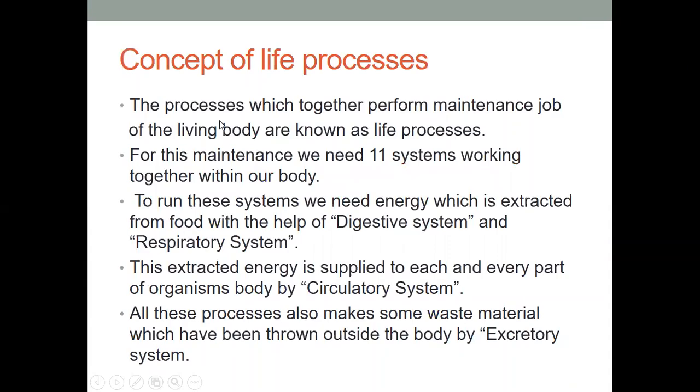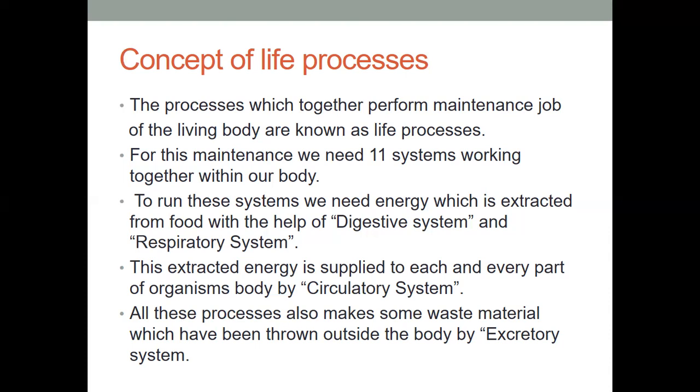Okay, so in life processes we are going to learn about 11 organ systems, and about how the main four organ systems work together to perform the maintenance job. As we all know, the most common four organ systems are the digestive system, circulatory system, excretory system, and respiratory system. We are going to do a comparative study between the human organ systems and the plant organ systems.